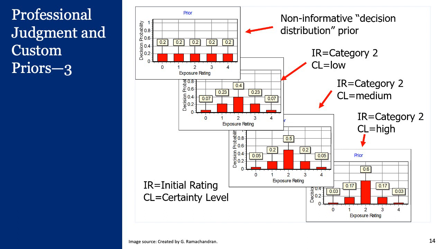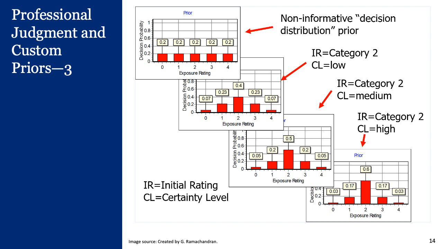So here we are looking at category 2. When we have certainty level low, we have only 40% in category 2. When we have medium certainty level, we have 50%. And when we have high certainty level, we have 60% in category 2. And notice that we don't go above 60% in our priors in any of these default settings. And that is a good practice to have. We don't want to be overly certain about any category because we should not ever be that certain.